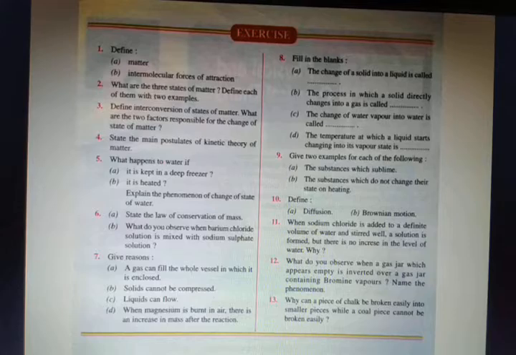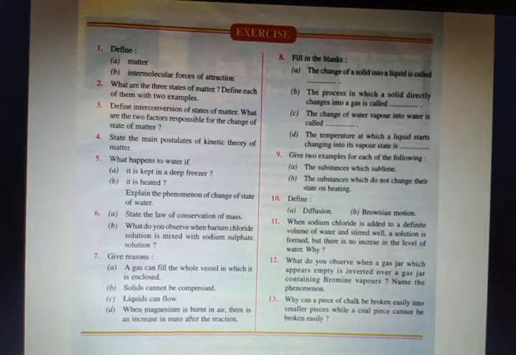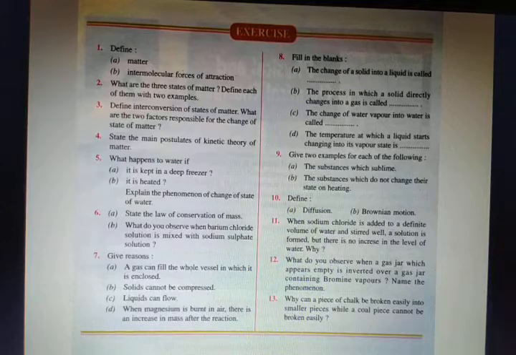During the exam, if this sort of question comes, it will depend upon how many marks are allotted. If 4 marks are allotted, you have to write 4 points. 2 marks allotted, 2 points. 5 marks allotted, 5 points. What happens if? That means what will happen? You only have to write what will happen.